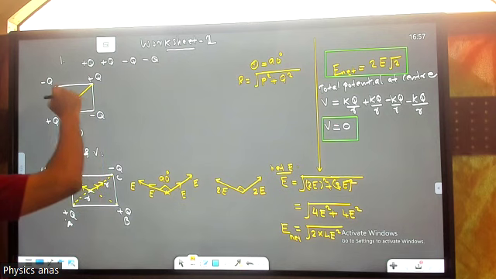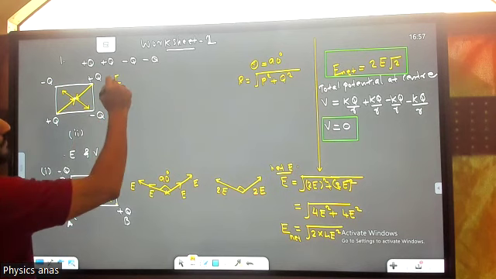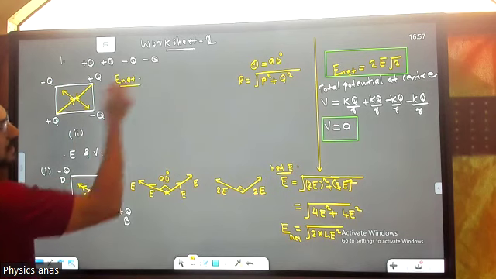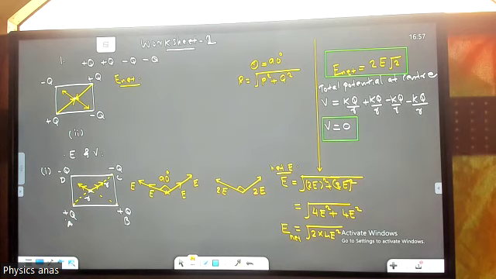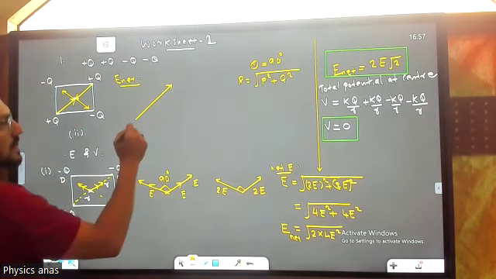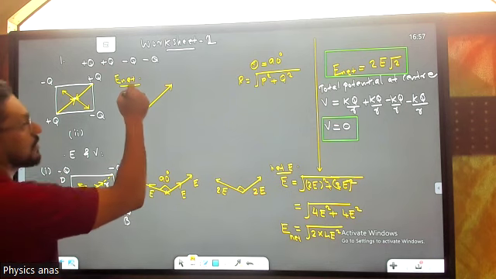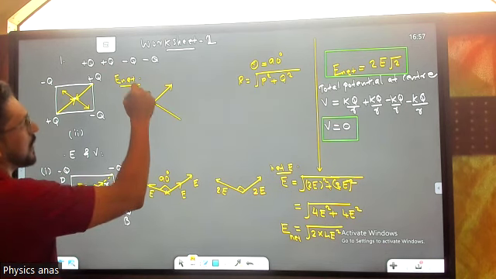And it will be towards it. This again towards it. So the net electric field will be what? It will be like this. One electric field is in that direction, the other electric field is in this direction, right? Both of them are equal.